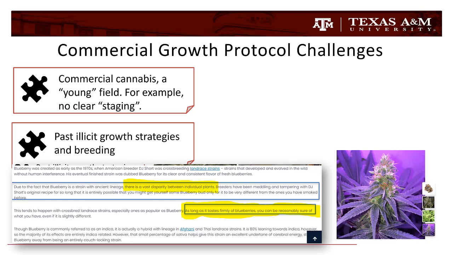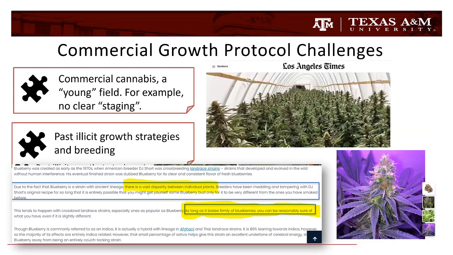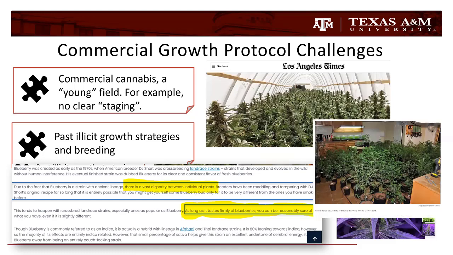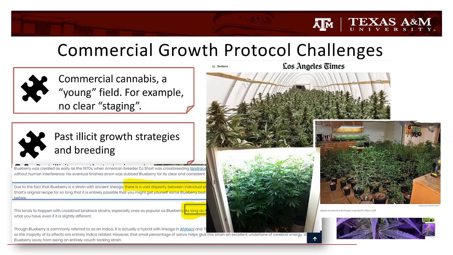The other thing about the illegal or illicit growth strategies and breeding is there are wildly different growth strategies that are hard to compare. They're grown in soil and high tunnels or outdoors. They're grown in basements. This one is grown in a closet. So it's hard to compare these growth strategies, even though there's a lot of information about how they grew them.